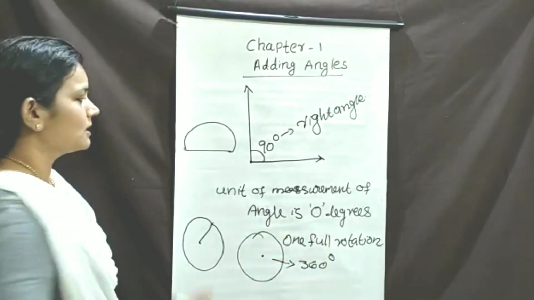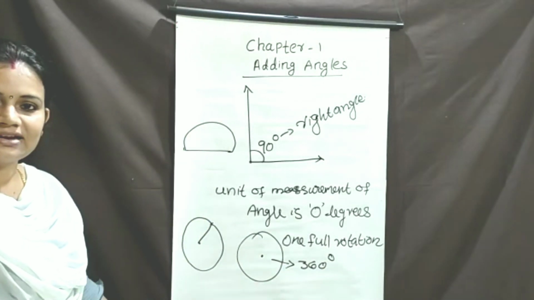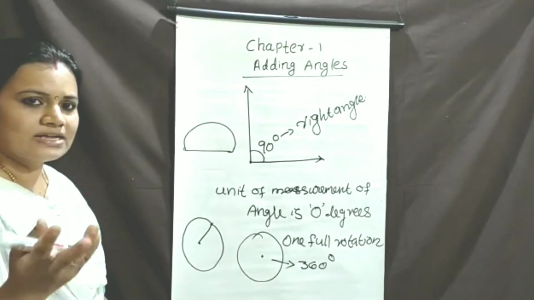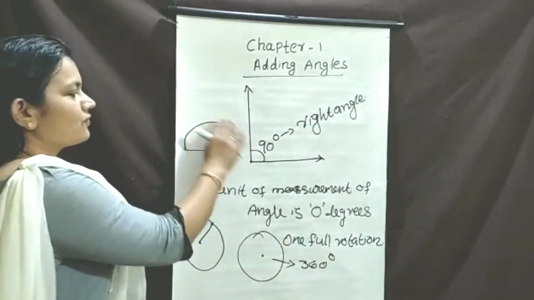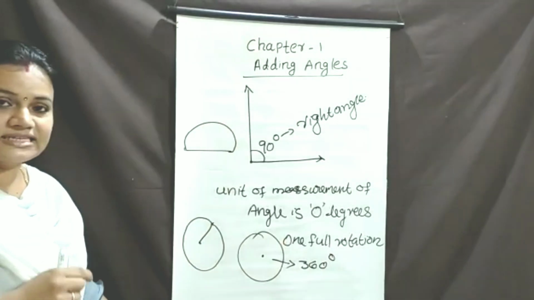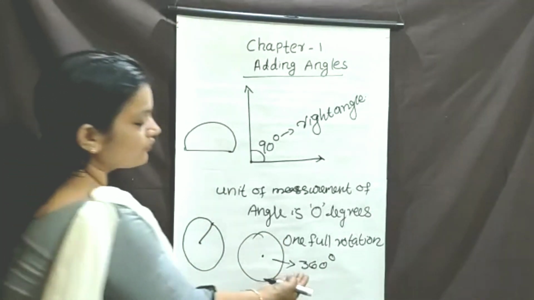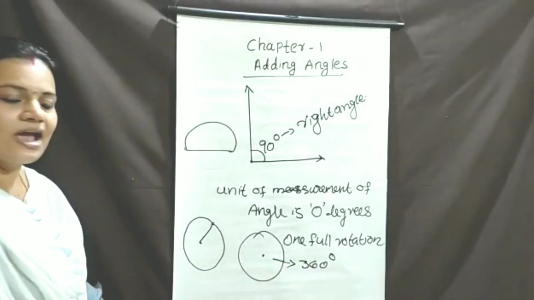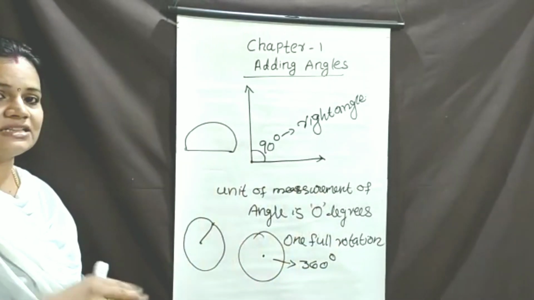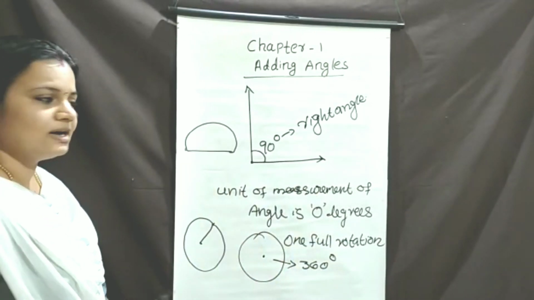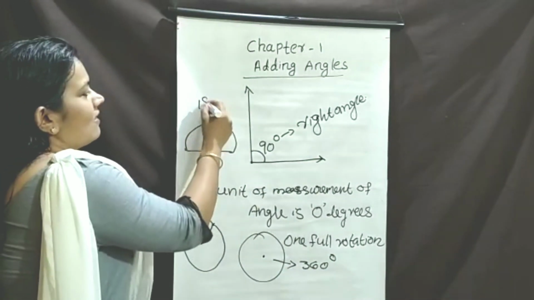Then what's the measurement of the half rotation? How do we find out? The full rotation is 360 degrees. Then half rotation is what? The half of 360. The half of 360 is what? 180.